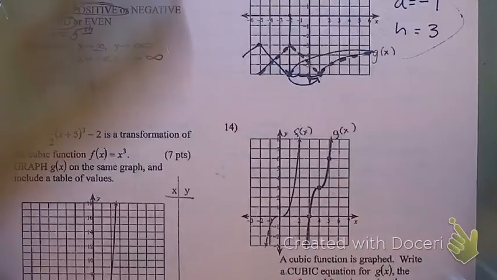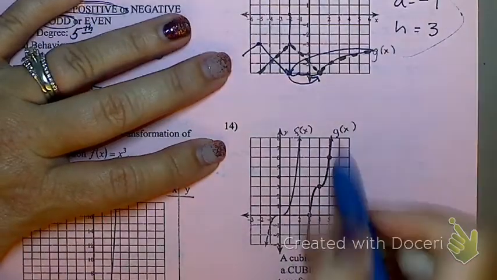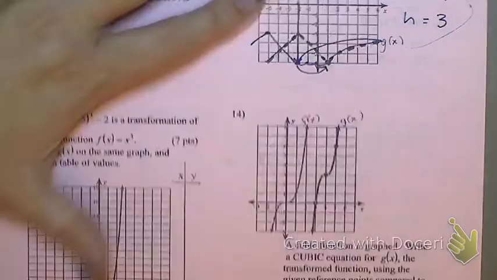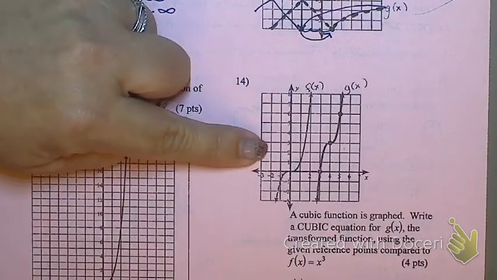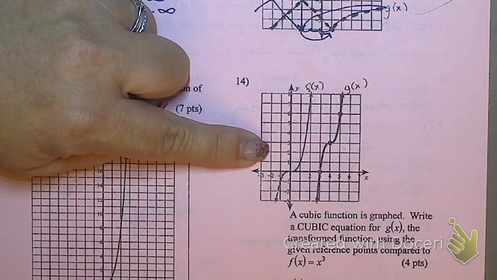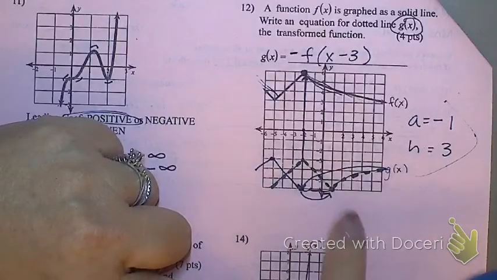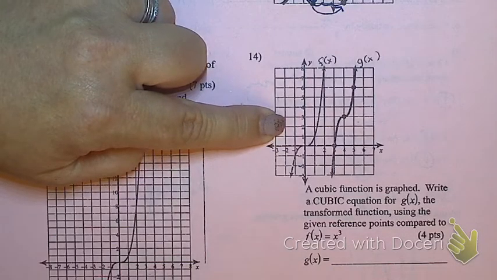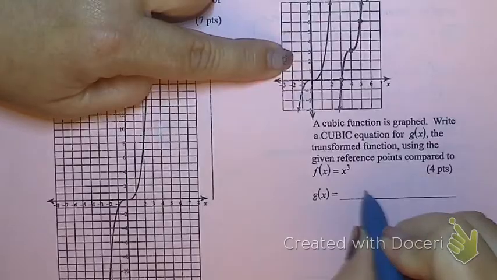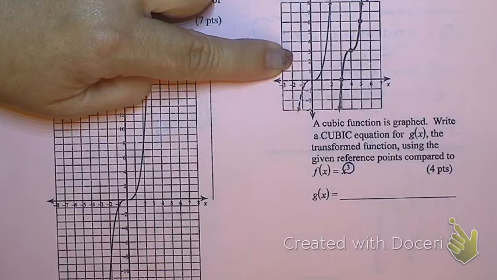Okay, I'm going to jump to number 14 real quick, and then I'll go back to 13, because 14 is very similar. I have an f of x, I have a g of x, and I have to come up with an equation. Now, the difference is, I know what kind of graph this is. It's not just a random V and parabola-ish shape. What is it? It's a cubic, which means there is no f in my equation. There is a cubed in my equation.